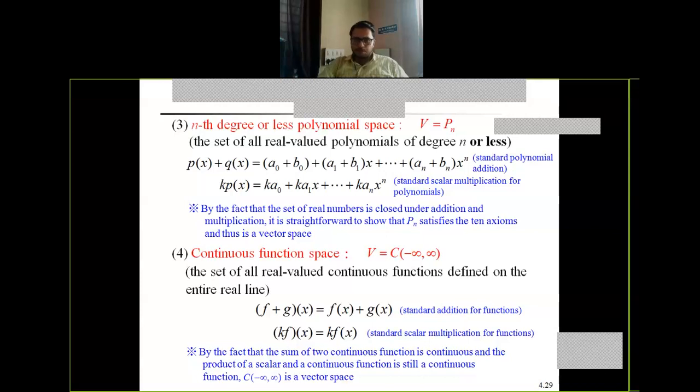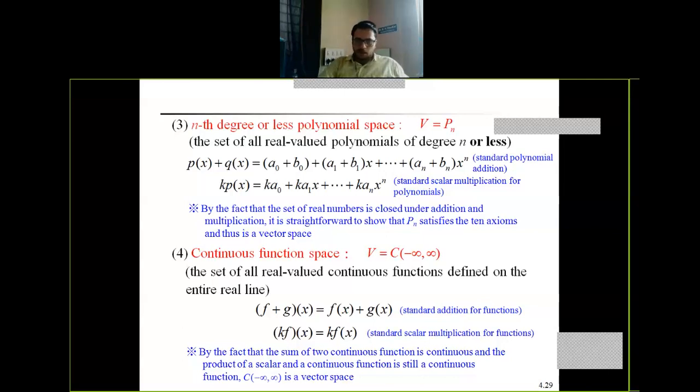So this is all. Since these two properties are satisfied, we will say that this is a vector space, Pn. Pn is what? The space of polynomials of degree n or less. So Pn is also a vector space here.